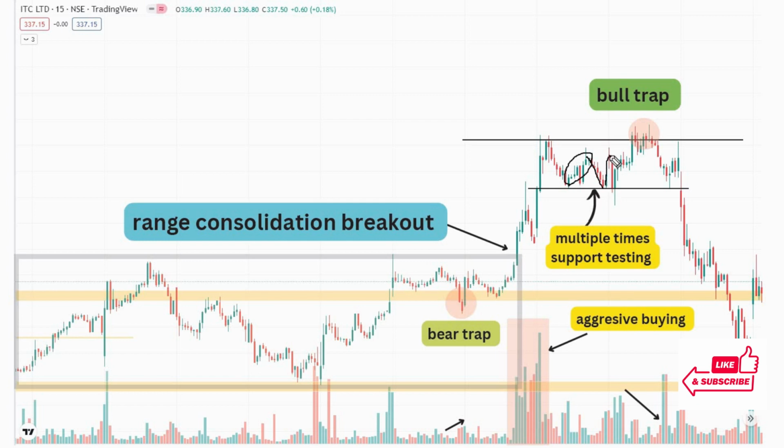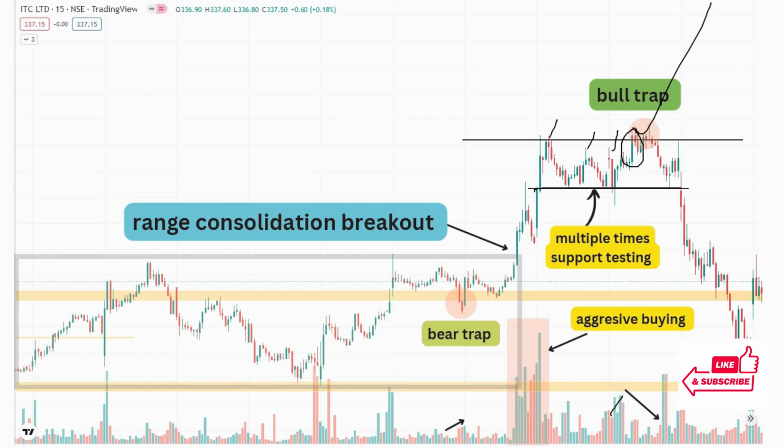Again buyers defended this level, again sellers pushed the prices towards the downside. Multiple times this support is getting tested. Buyers are trying their level best to defend this level and continue the upward momentum. Now see, sellers tried from here, tried from here, tried from here, but couldn't break this level. So after this strong breakout, what should have been our expectation with increase in volume? That prices will now move towards the upside.